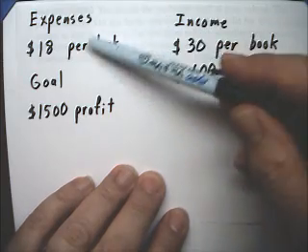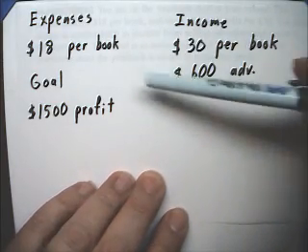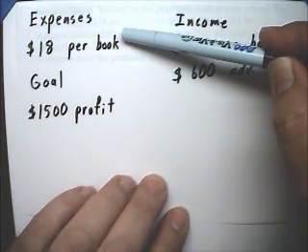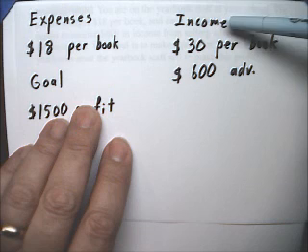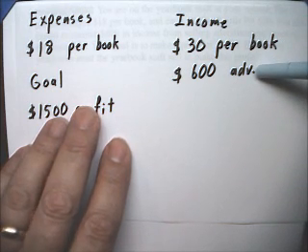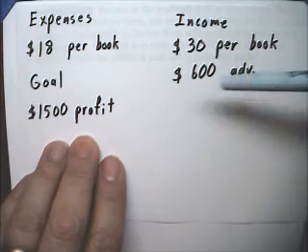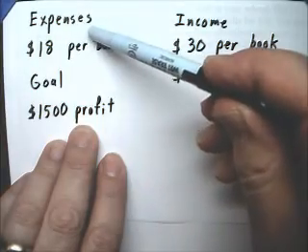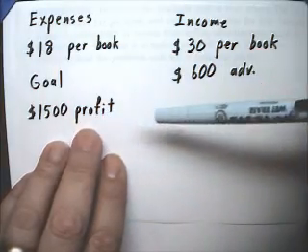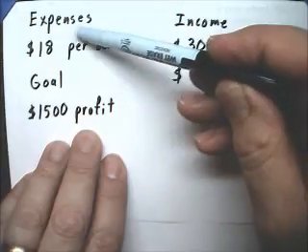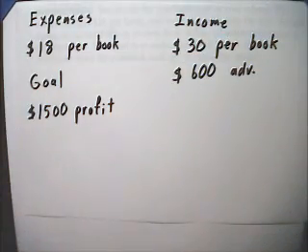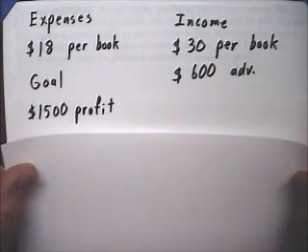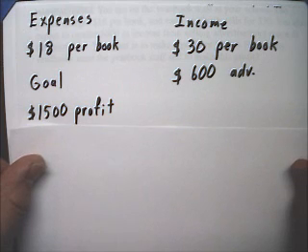The first step is to write things in your own words so that it starts making sense. I put down the expenses as being $18 per book, and then here the income, $30 per book, plus $600 for the advertising. Now the profit, we have to take the income, and then we have to subtract the expenses. That's what profit means. In order to make a profit, you always have to subtract your expenses. It's like if you have a lemonade stand. Your profit is not just the money that you get from the people who buy the lemonade. You also have to subtract how much money it cost you to make the lemonade.